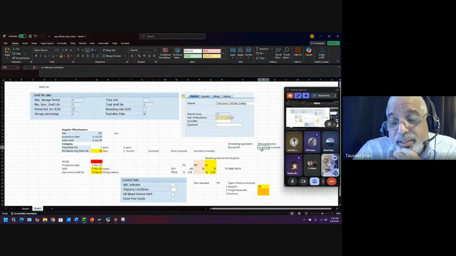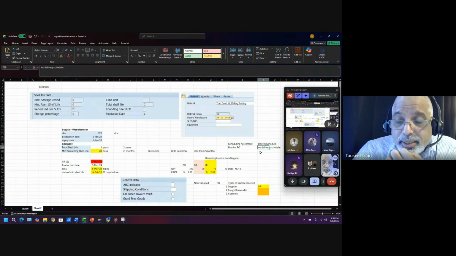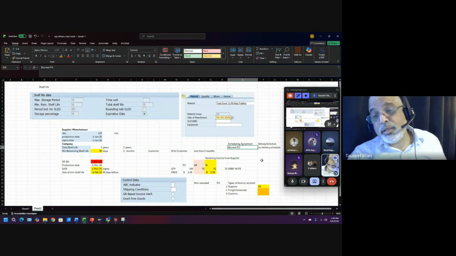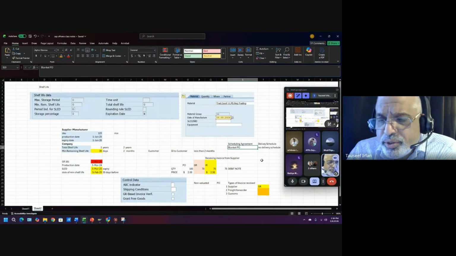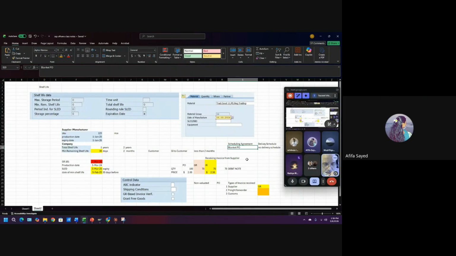So now small things, little things, it depends, Afifa. You don't use the word small things because it depends on the company. What is a small thing for you may not be a small thing for other people. Understood, Afifa? So the word small thing is not business language. Okay.